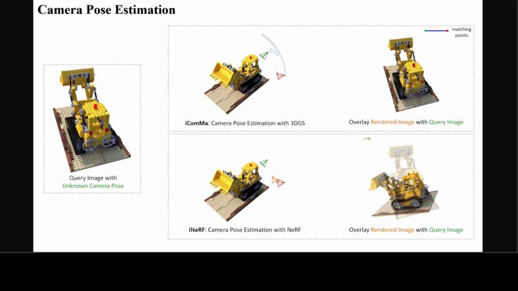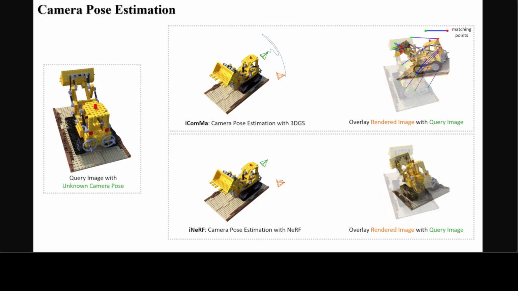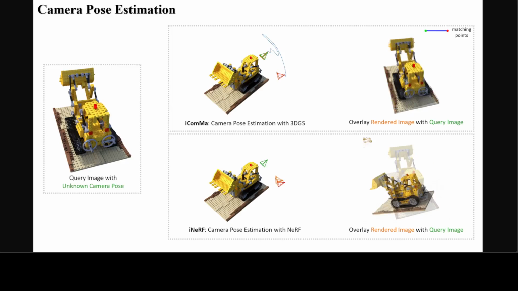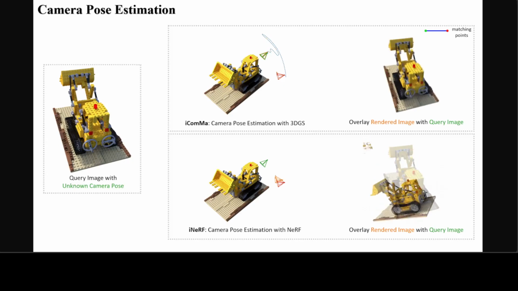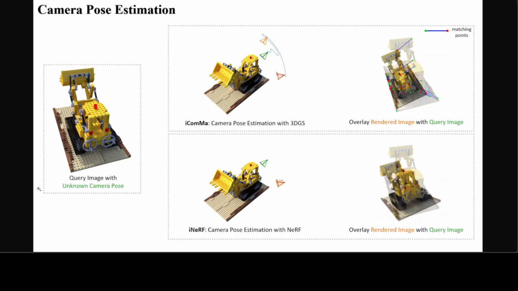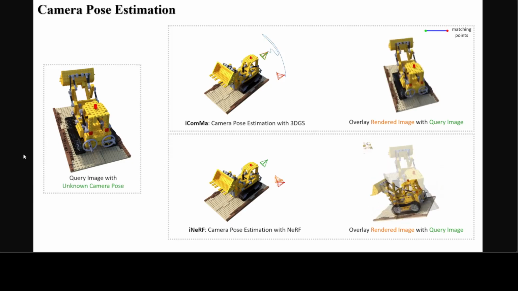If you look at this diagram, this gives you a bit more information around its query image with an unknown camera pose. So what is happening here is that whenever a query image is given, if you start from the left and there is no known camera pose there, iComMa accurately estimates it by inverting 3D Gaussian splatting from a known initial pose, which is the step 0 as you can see.